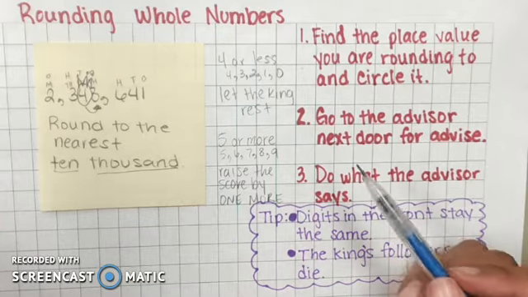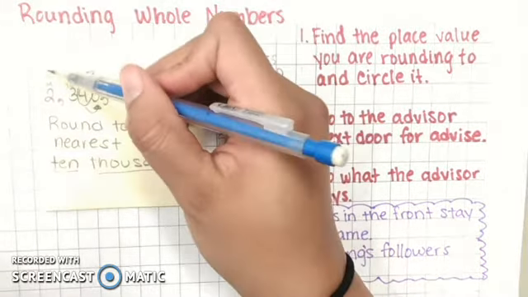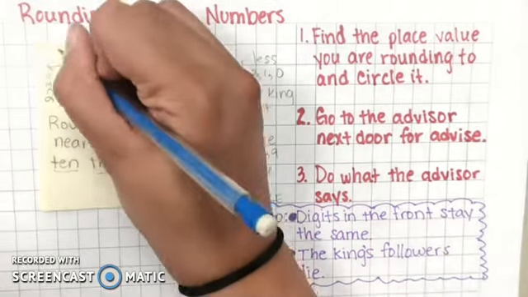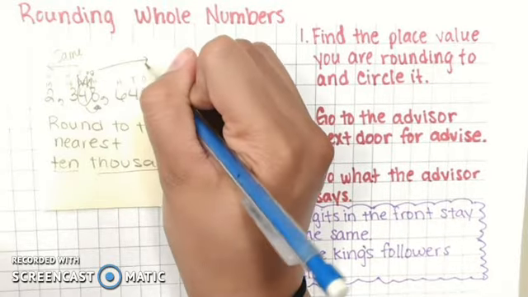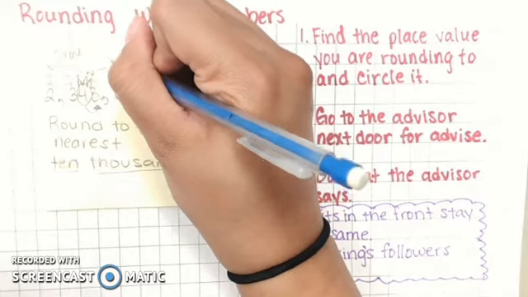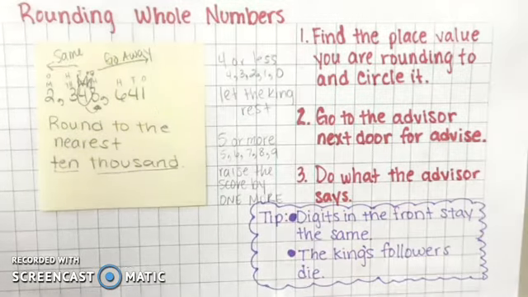And the tips to look at, remember that the digits in front stay the same. The king's followers, everyone in the front of this one, all the digits in the front will stay the same. And everyone in the back is going to die. They're going to change. They go away. They turn to zeros.